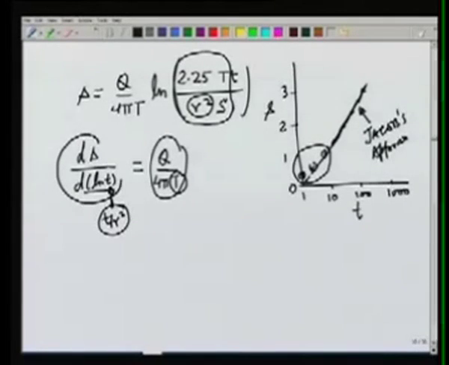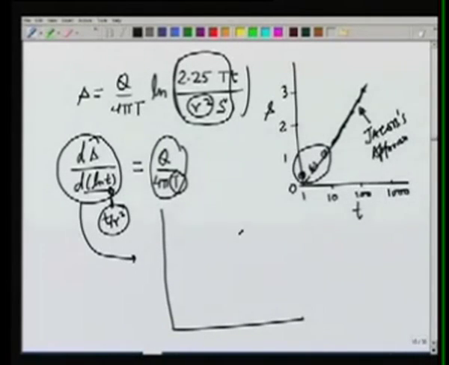The slope dS by d ln(t) can be easily obtained from this plot. So let me draw the plot here a little more detailed. These are the data points which follow a straight line, and then there are some data points which are away from the line.